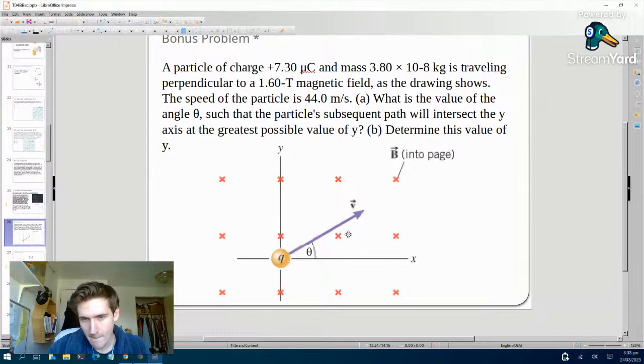Because what's cos of 0? Such a particle intersects the y-axis at the greatest possible value of y. The greatest possible value.